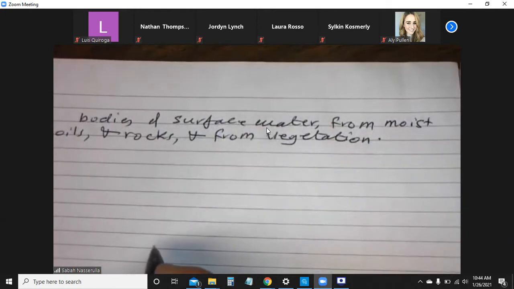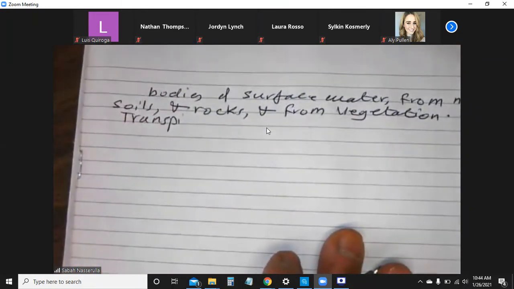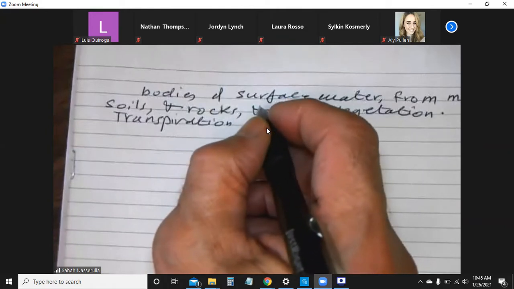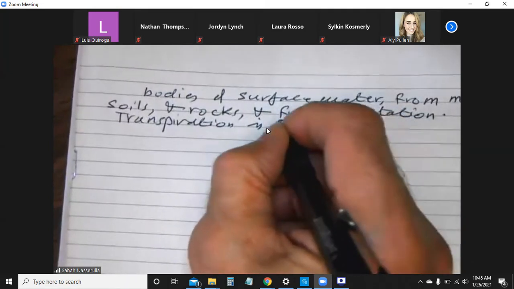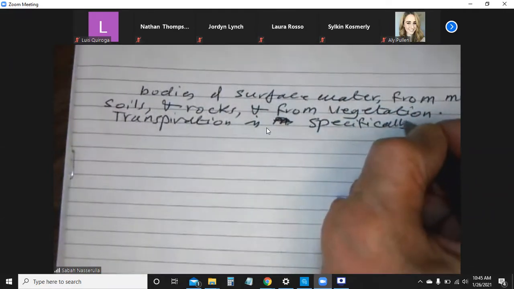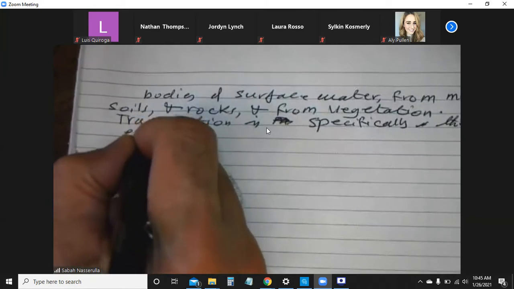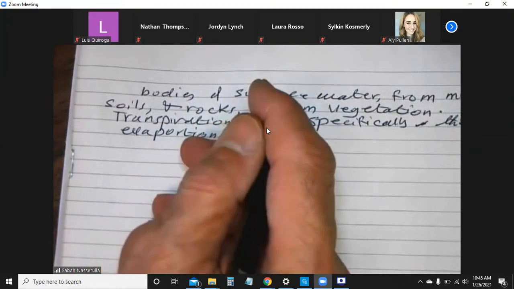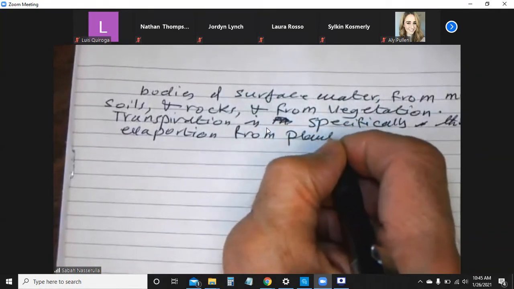Now, as I already mentioned to you, when you use the word transpiration, it is specifically the evaporation from plants.